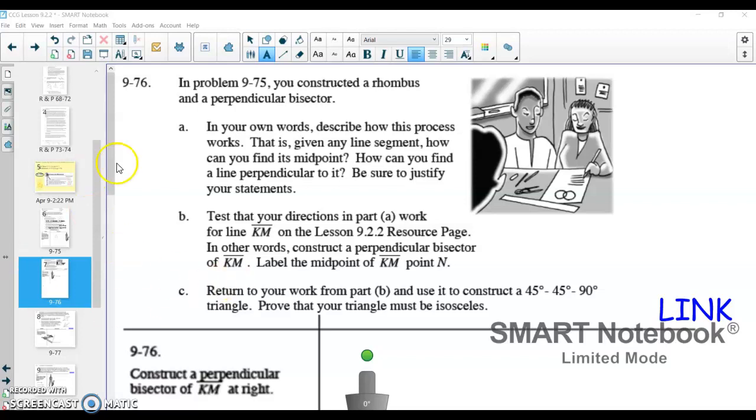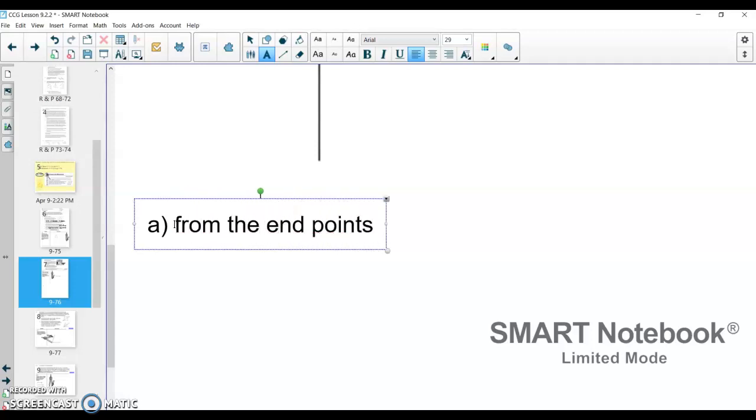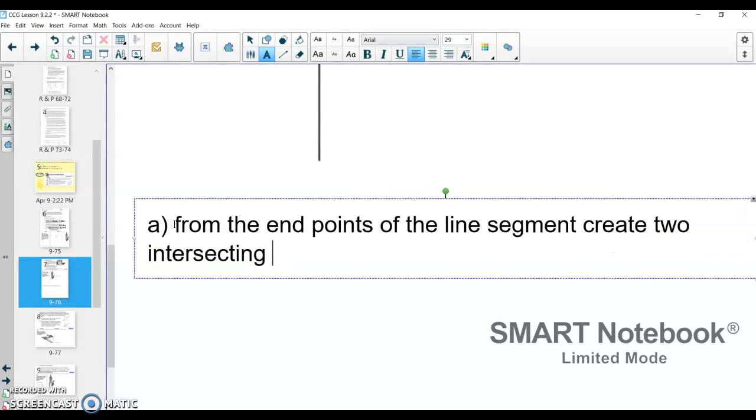All right, and this is going to be my explanation for that. So down in A, and I'm going to type it because I realized I should type sometimes. It's better than having to write out long things. But here's what I'll say. From the endpoints of the line segment, so like if you had a straight line from the endpoint to the other endpoint, from the endpoints of the line segment, create two intersecting circles. That's what we did last time, right? They intersected each other, went through each other's center.